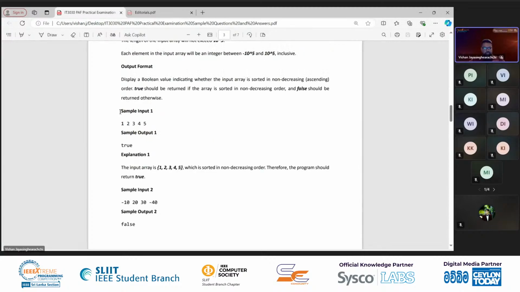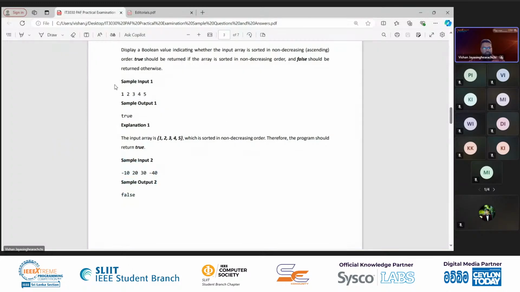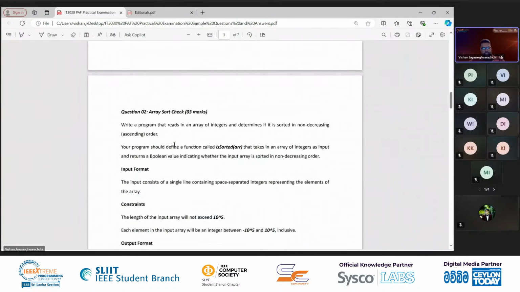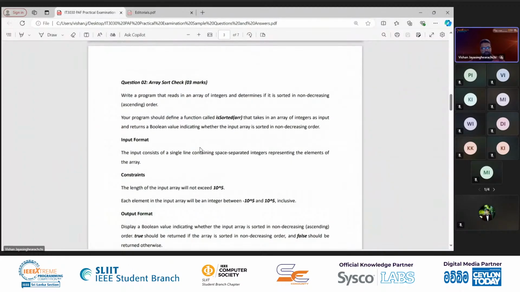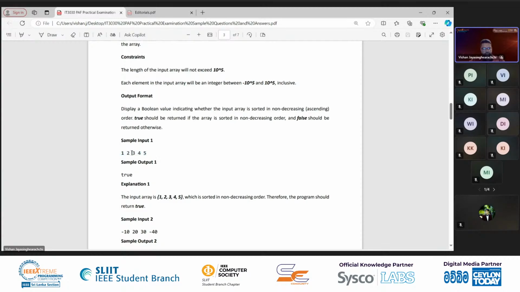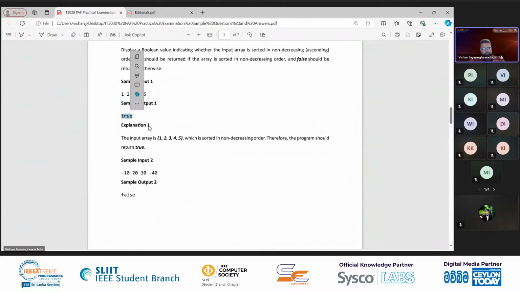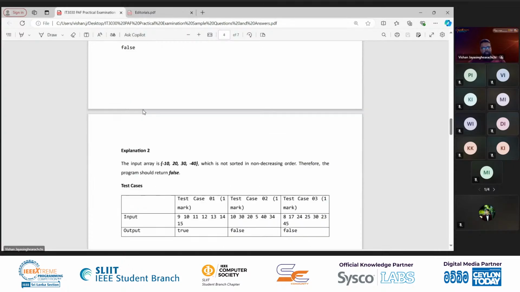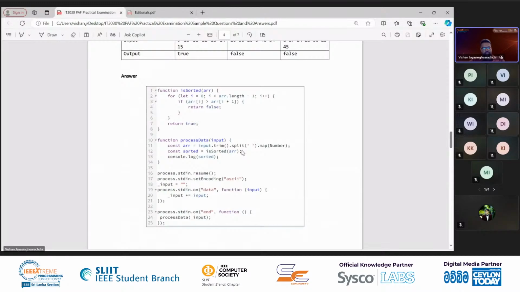Then here you have some sample test cases. This is a sample test case, and this is another. You have a sample input here, a series of integers: 1, 2, 3, 4, 5. The output for this sample input is true. Why is that? Because we want to check whether this given input is an array sorted in ascending order, which in this case it is, so it is given as true here. You are also given an explanation here. Similarly, for sample input 2, you are given the output false because it's not sorted in ascending order. You have a simple answer here as well.